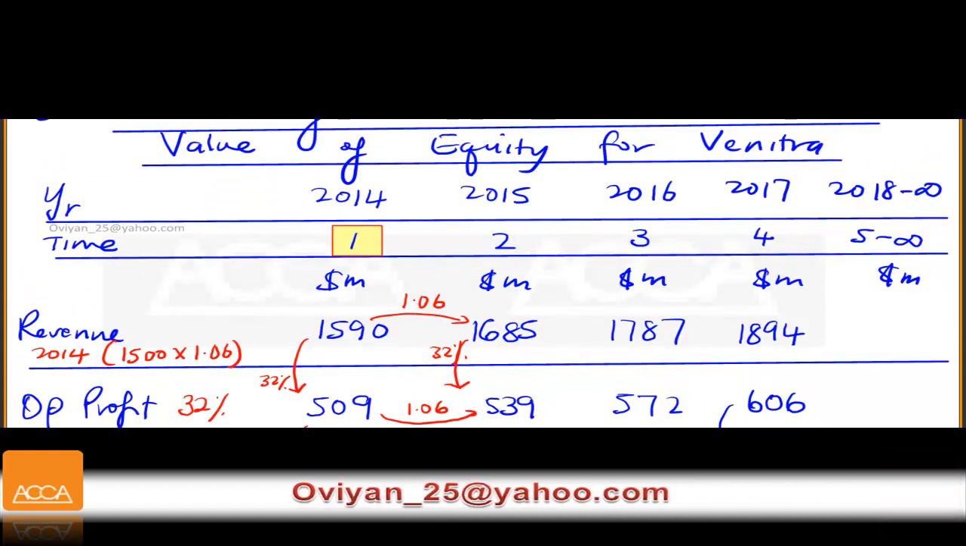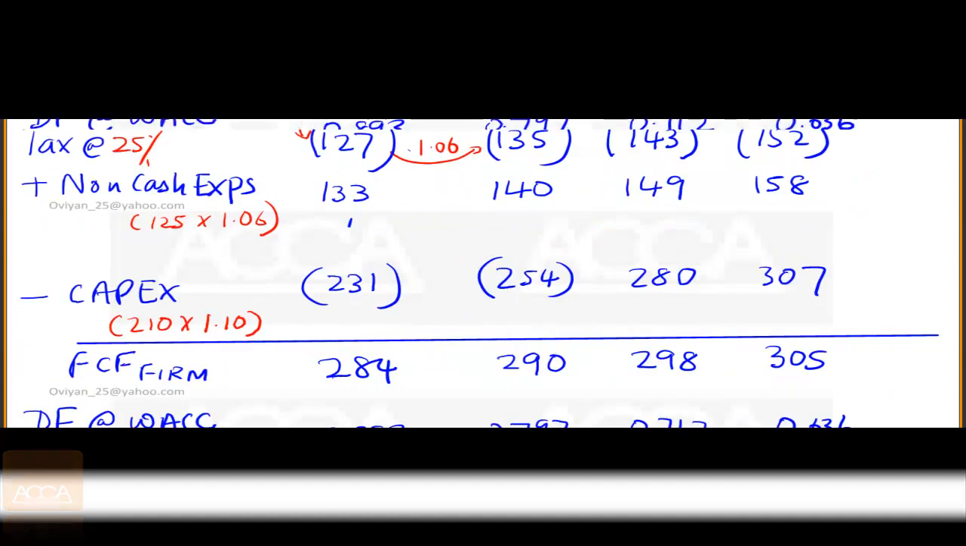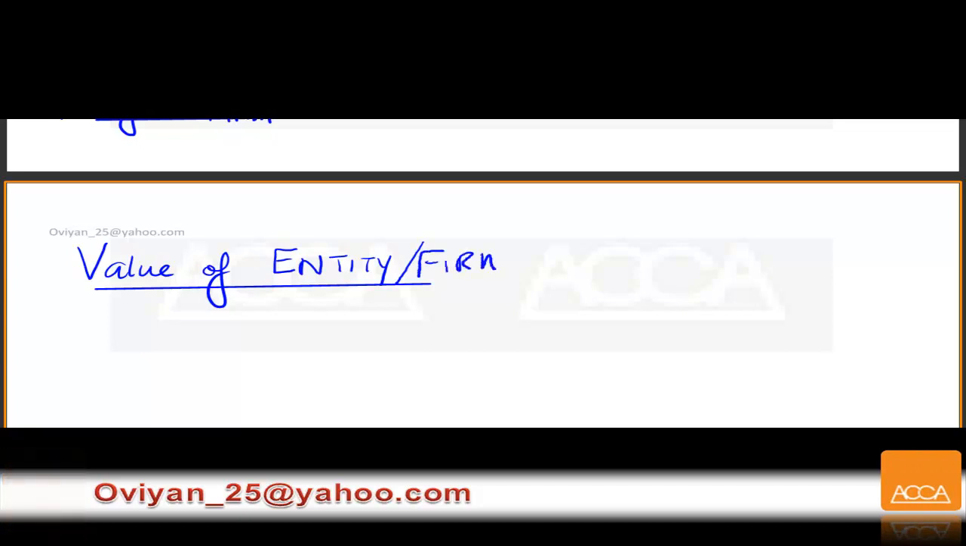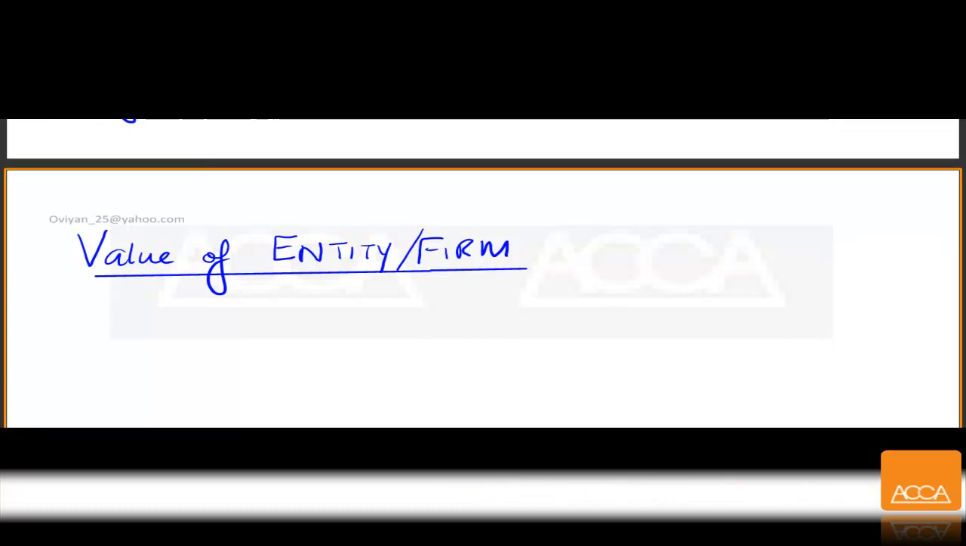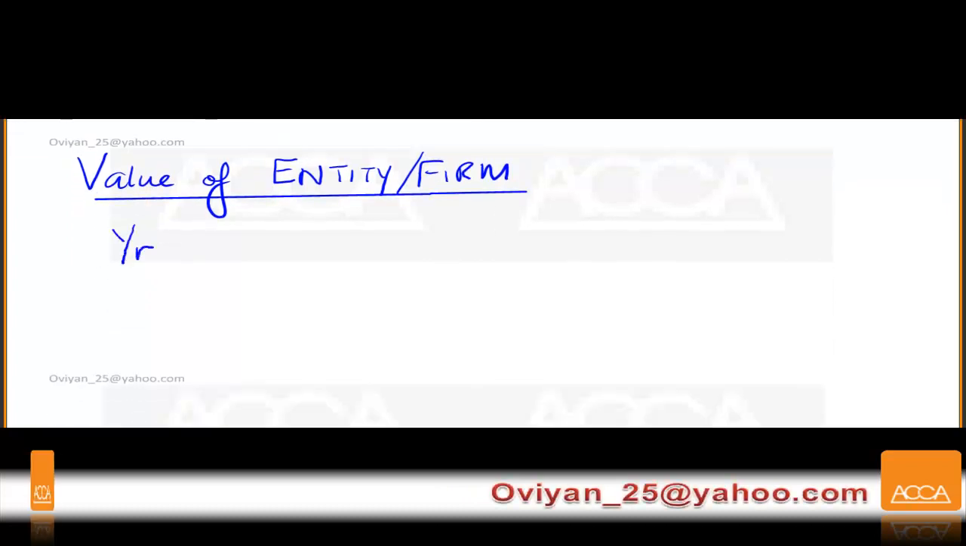Now you have got the first 4 years value ready, but what I'm going to show you is year 5 to infinity on a different sheet. Let's come here. Now this is going to be the value of, careful with the word here, value of entity. This is going to be the value of entity or the value of the firm. Are you okay with that? Now what you are going to have here is year 1 to year 4.